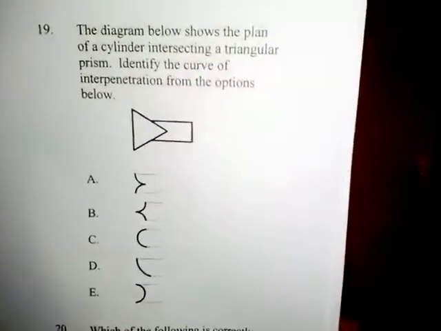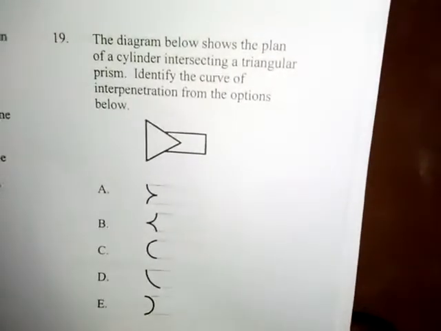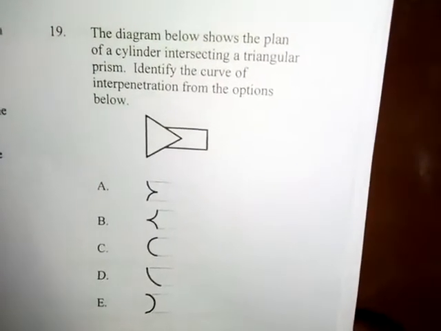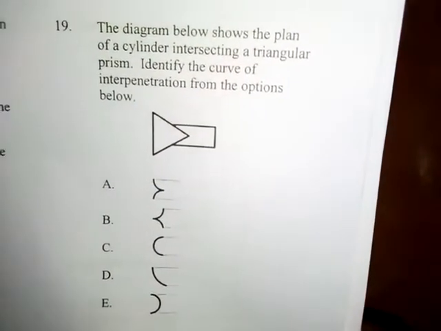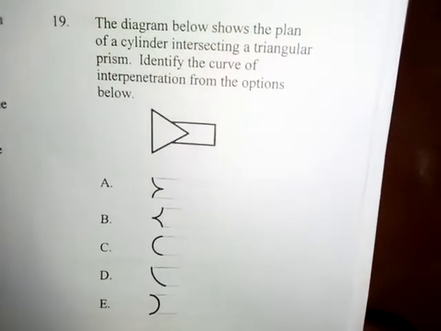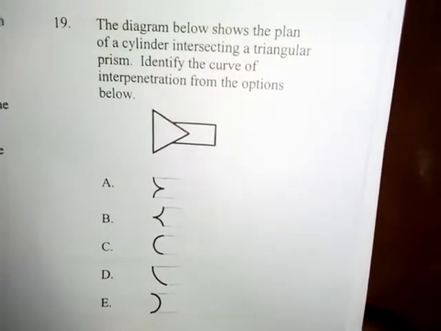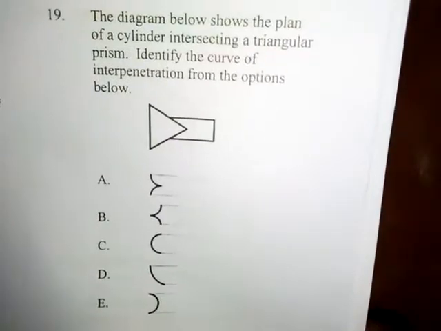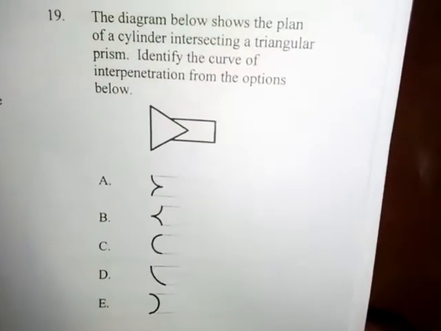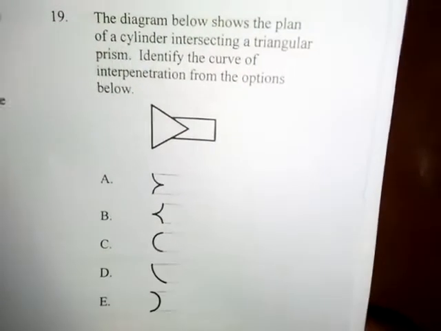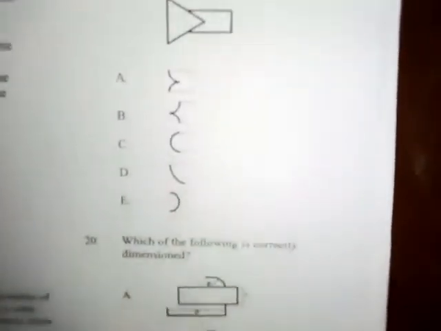Then question 19. The diagram below shows the plan of a cylinder intersecting a triangular prism. Identify the curve of interpenetration from the options below. So the curve of interpenetration is option A. That is the correct answer.